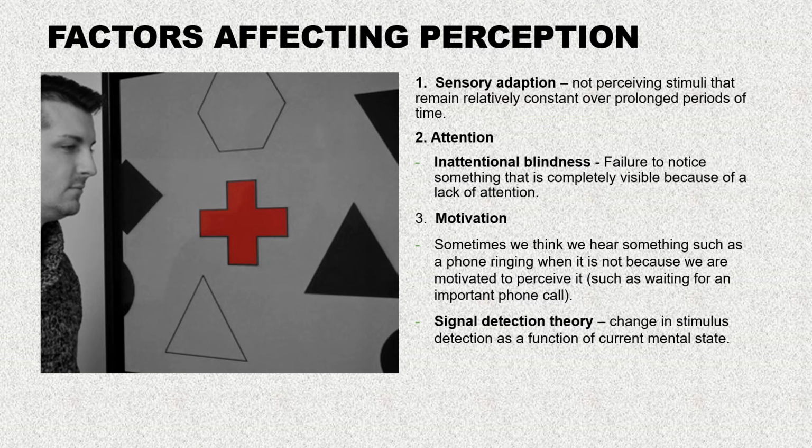Attention is another factor that can affect perception. Inattentional blindness is where we fail to notice something that's completely visible because we're not paying attention. Under the video content in this module, I have an example of this, and I'd encourage you to click on that content and watch the brief video. Think about your own real-life experience with inattentional blindness.